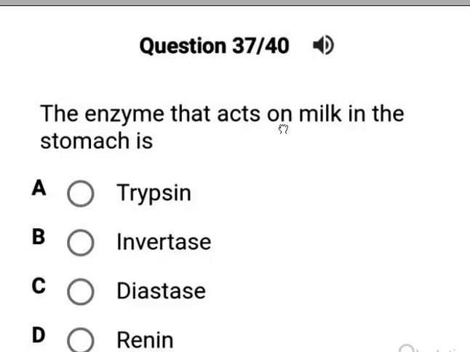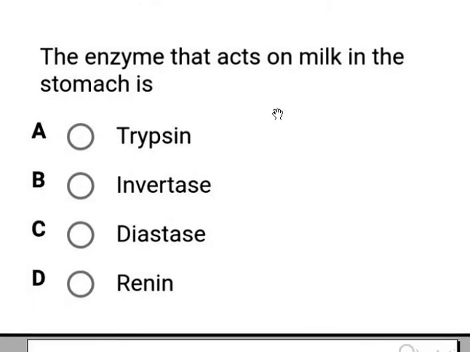Question 37: the enzyme that acts on milk in the stomach is A. trypsin, B. lipase, C. diastase, D. renin. The enzyme that acts on milk in the stomach, we all know, is renin. Renin coagulates milk protein, which is casein. So renin is the answer.